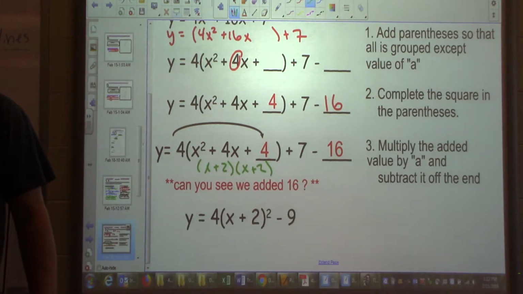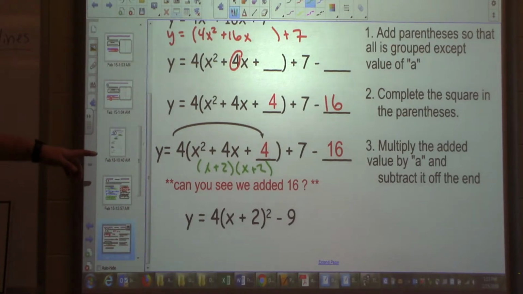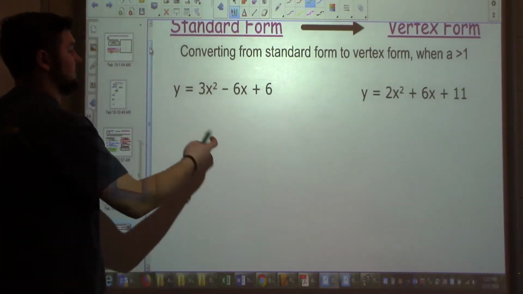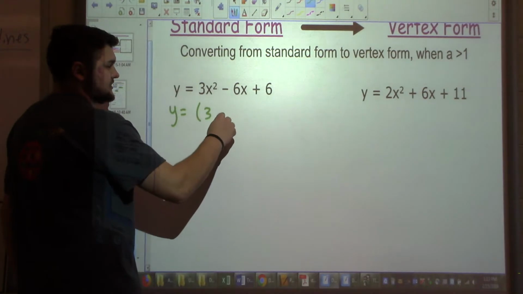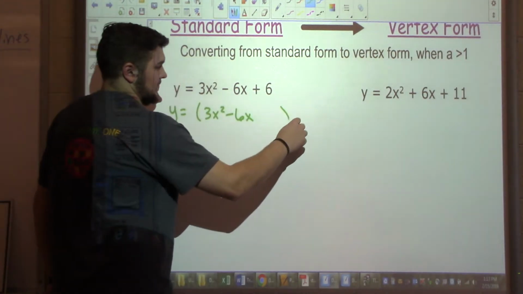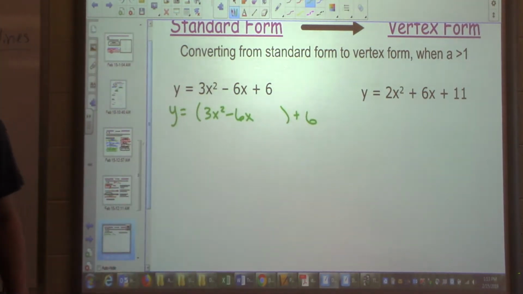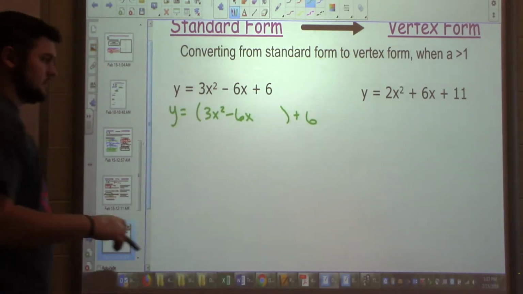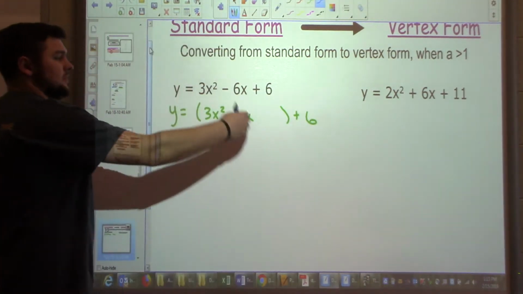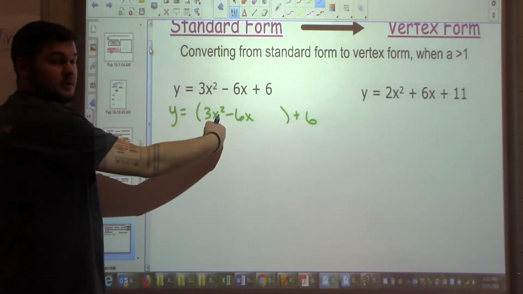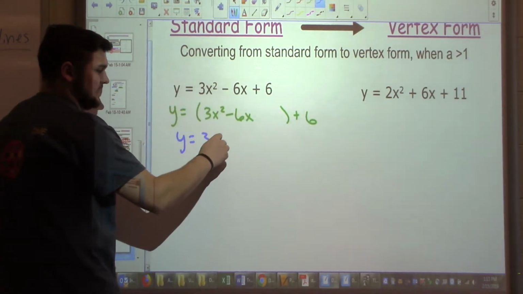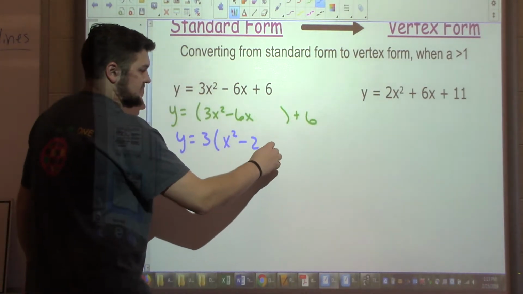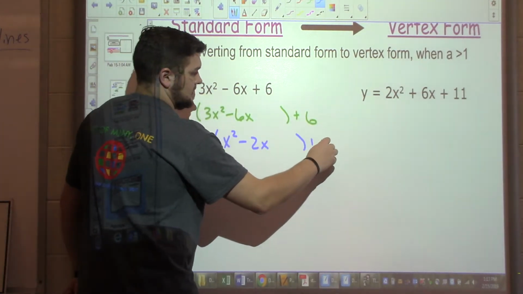We okay with that? Do we have any questions? Do we all have that written down? Should we try an example or two? Okay. So, first thing I'm going to do, like I said, take 3x squared minus 6x, break it off, then plus 6 on the outside. Leave that space. What am I able to take out of these two terms? 3. So it becomes y equals 3 times x squared minus 2x blank plus 6.